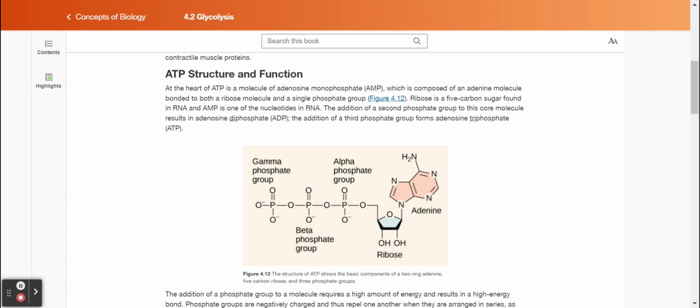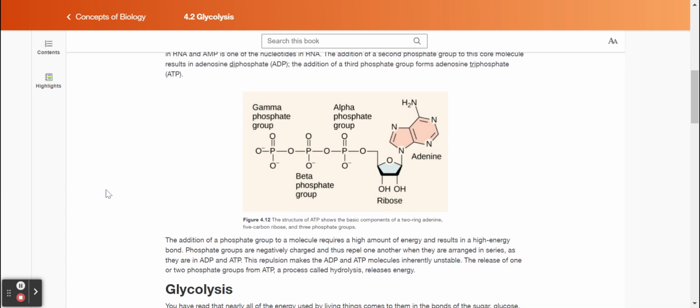Ribose is a 5-carbon sugar found in RNA and AMP, and is one of the nucleotides in RNA. And adenine is one of the nucleotides in RNA. The addition of a second phosphate group to this core molecule results in adenosine diphosphate, or ADP. The addition of a third phosphate group forms adenosine triphosphate, or ATP. Figure 4.12. The structure of ATP shows the basic components of a 2-ring adenine, 5-carbon ribose, and 3 phosphate groups.